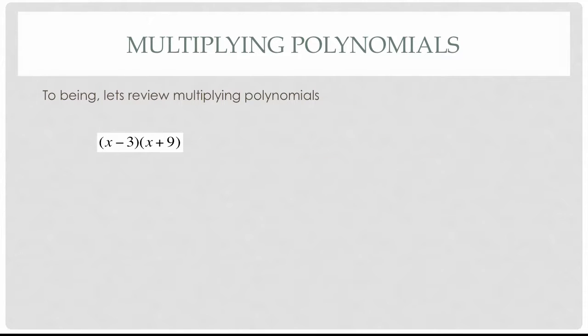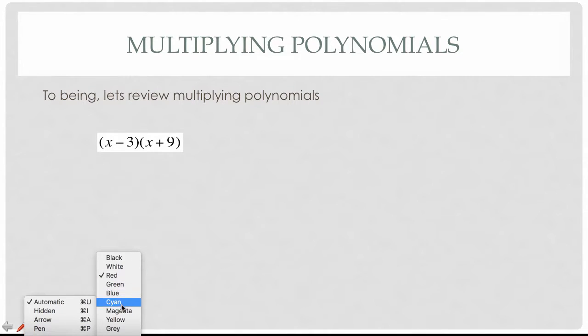So factoring is the opposite of multiplying. So let's first review multiplying polynomials. Make sure this stuff is fresh in your head. Here I've got x minus 3 times x plus 9. I've got two binomials, again, two terms. A binomial here, x minus 3, multiplied by another binomial, and I want to multiply it together correctly.